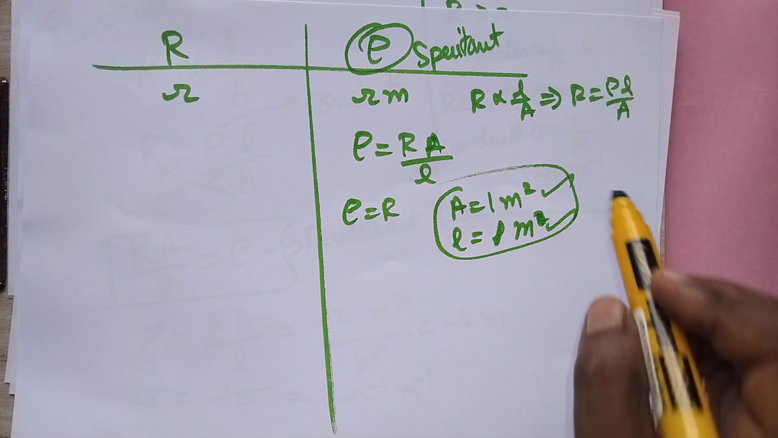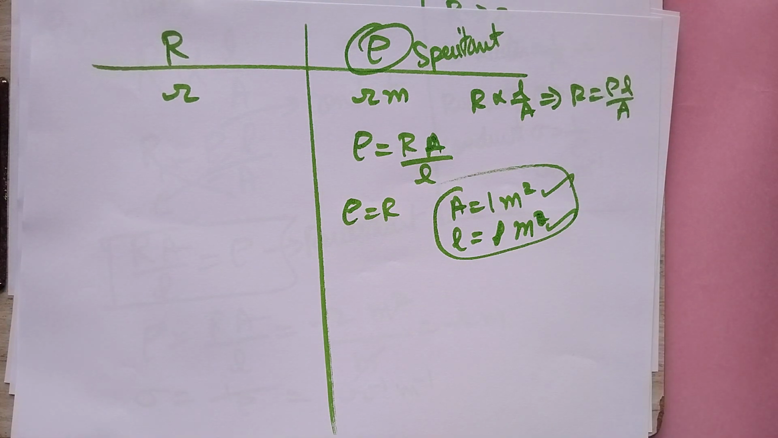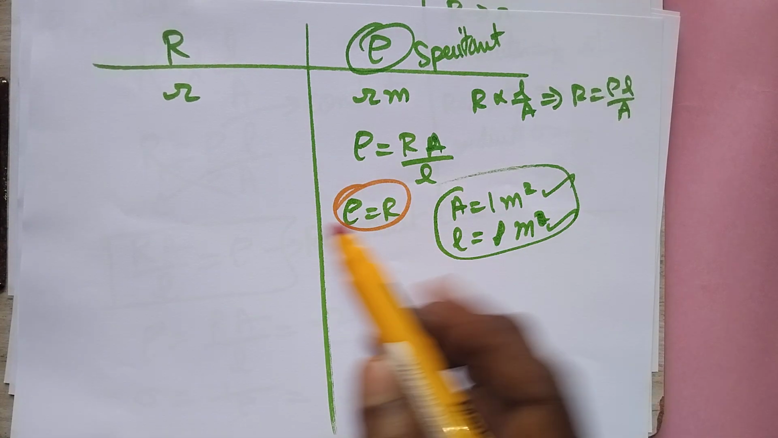Sorry, area is 1 meter square, length should be 1 meter. At that time resistance and resistivity will be equal.